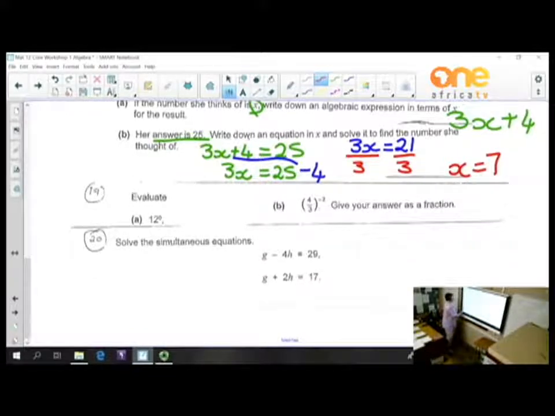The next question is again on indices. We had those rules just now. So what did we learn? Anything to the power of 0 is 1.